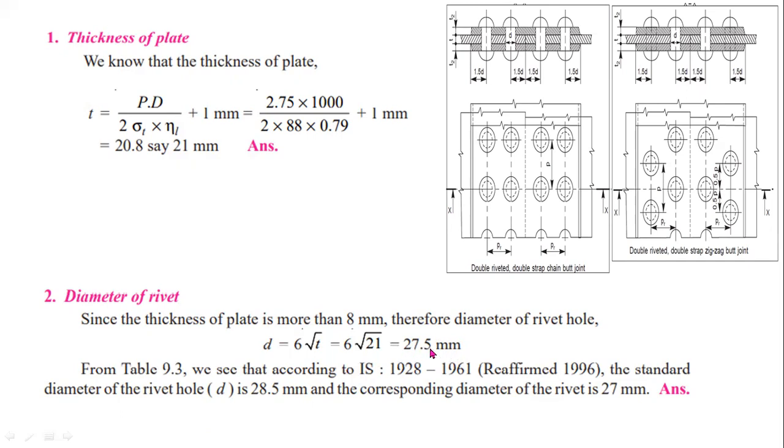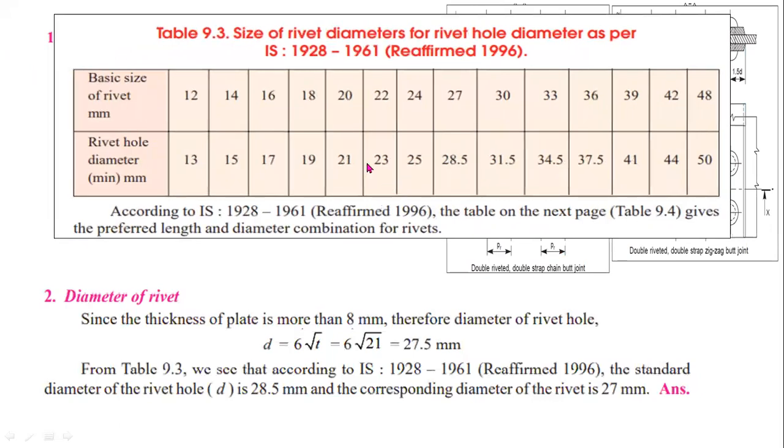You have to compare this value with the standard size. This is the standard size table. Here our answer is 27.5 mm, so the nearest values are 27 mm and 30 mm rivet diameters. Here I selected 27 mm as the nearest value. The corresponding rivet hole diameter is 28.5 mm. So you have to select this value for standard sizes: 27 mm is the standard size rivet diameter, and 28.5 mm is the corresponding rivet hole diameter.